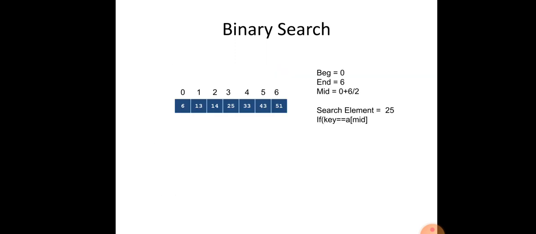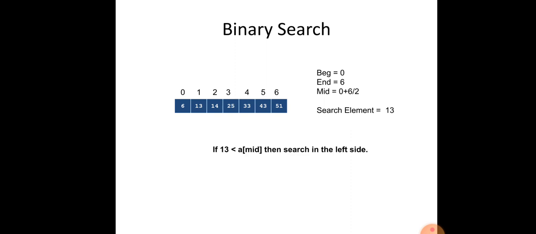Now the search element given here is 25. The first condition is if key is equal to a of mid. If the key equals the a of mid value, it means we have found the element in the list. If the key is found, we stop the searching and return the value. So this is the first condition.